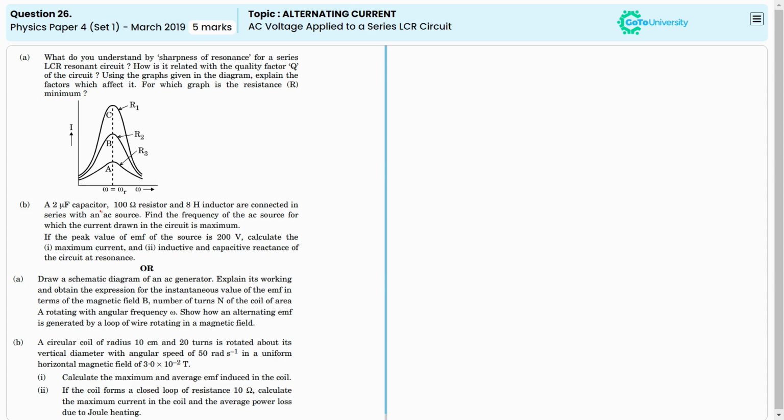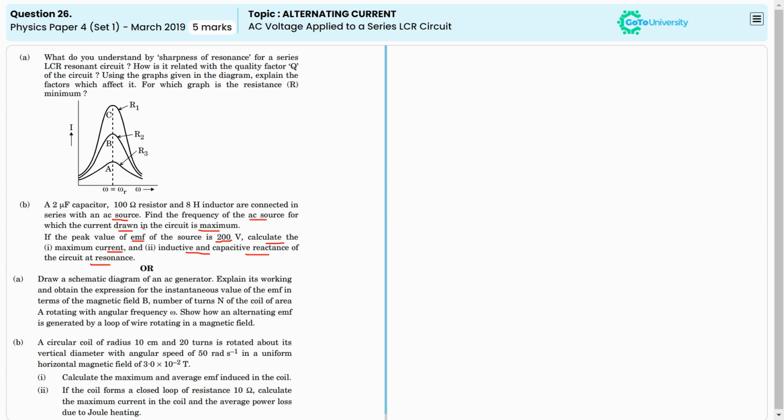A 2 microfarad capacitor, 100 ohms resistor and 8 Henry inductor are connected in series with an AC source. Find the frequency of the AC source for which the current drawn in the circuit is maximum. If the peak value of EMF of the source is 200 volts, calculate the maximum current and the inductive and capacitive reactance of the circuit at resonance.